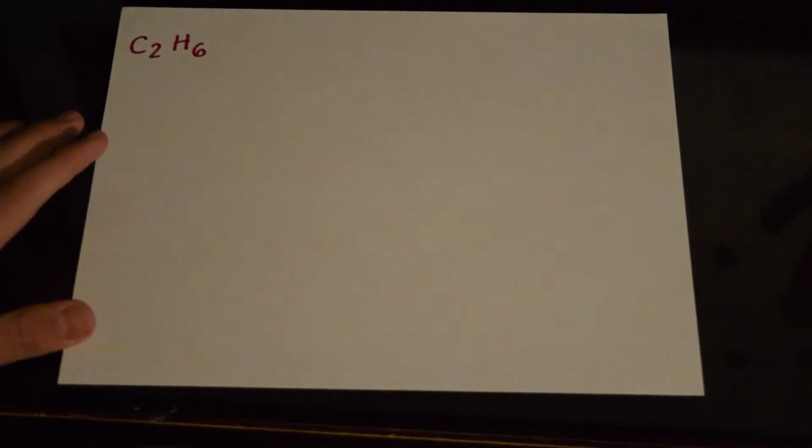Hello everyone, I'm Danny Valdez, and today I'll be teaching you guys how to do the Lewis structure for dicarbon hexahydride, which is C2H6, as presented right there.